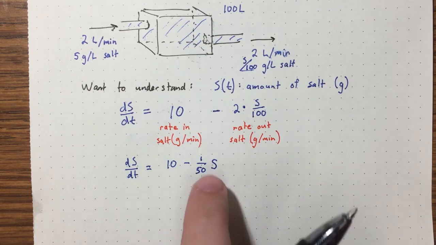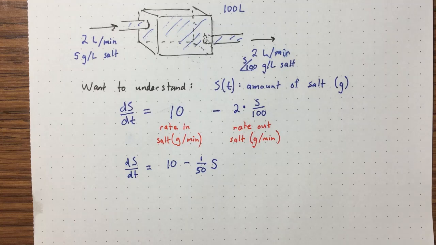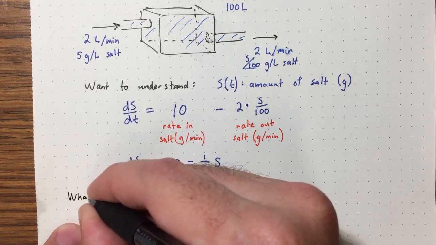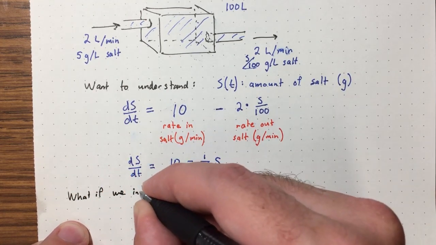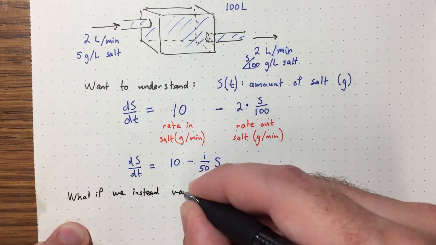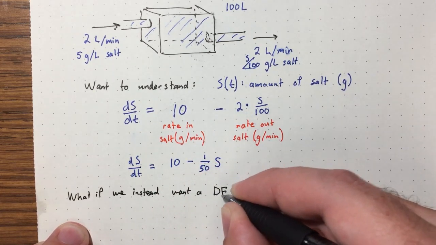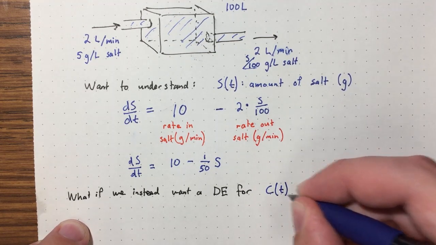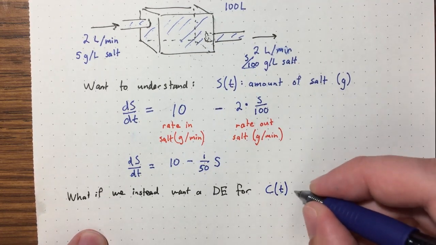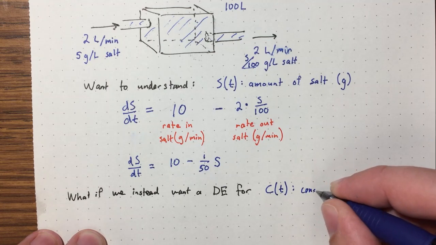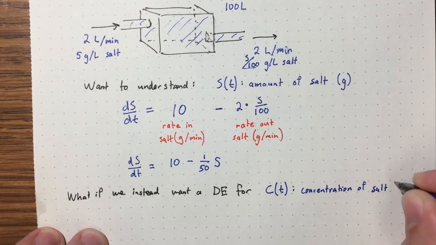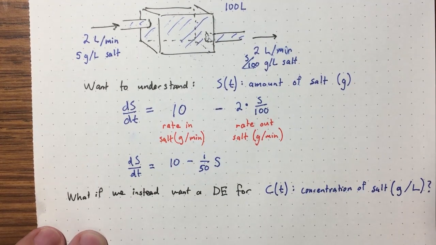Let's suppose that instead of the total amount of salt, we just want to understand how concentrated that salt is. So what if we instead want a differential equation for the concentration of salt, so C of t, which is the concentration of salt, and this is going to be units of grams per liter.